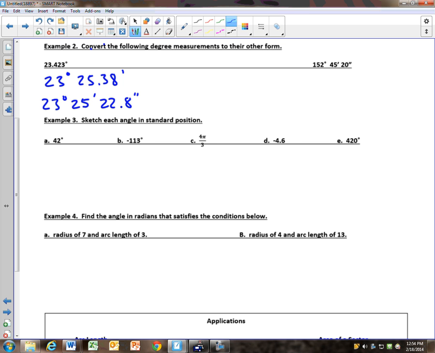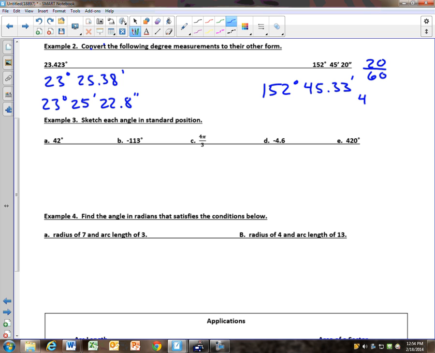All right, 152, 45, 20. 20 seconds. How does that compare to 1 minute? It's 1/3 of a minute, right? So if you took 20 divided by 60, you get 0.33. So 152 degrees, 45.33 minutes.